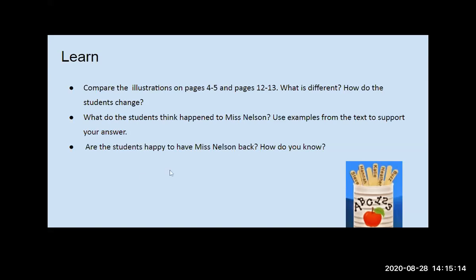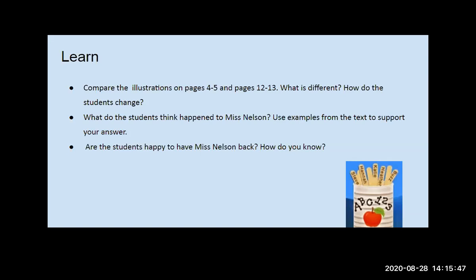Okay, the second question that we're going to talk about is, what did the students think happened to Miss Nelson? Use examples from the text to support your answer. So if we look back in the book, we're going to make sure we look for evidence in the book. We have to find evidence. We can't just tell what we think all the time. So right here on this page, it says, maybe we should try to find her, they said. Some of them went to the police. Detective Smog was assigned to the case.